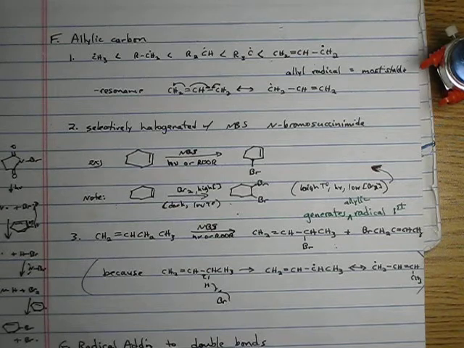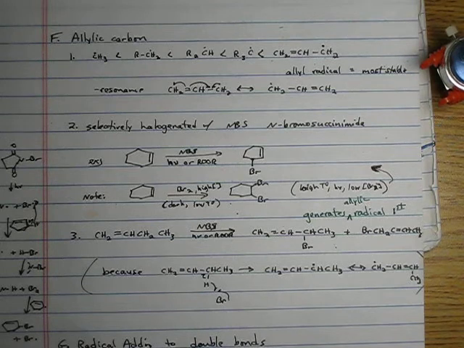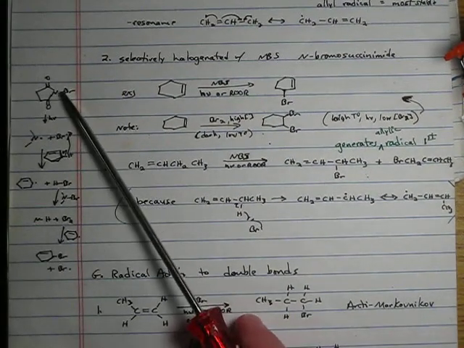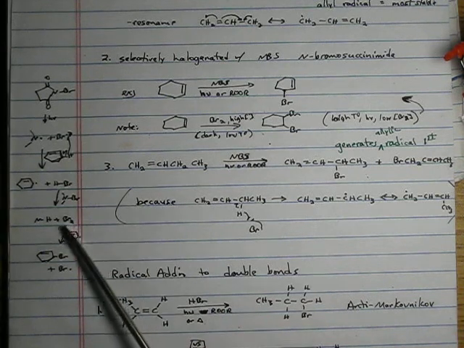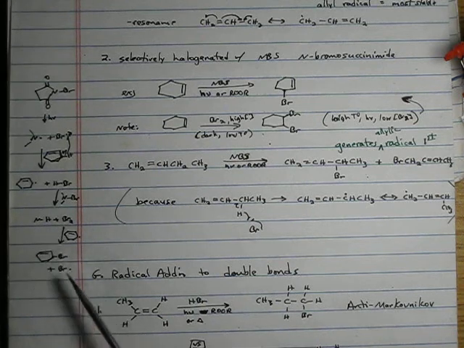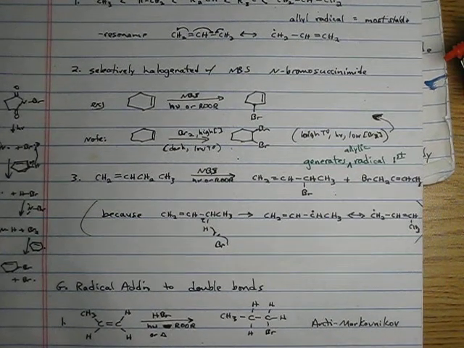The way it works is a good old buddy NBS, N-bromosuccinimide. And you will recall that N-bromosuccinimide is a molecule that keeps a low concentration of bromine around. Now, if you're interested, I'm not going to hold you to this, but here's the mechanism down here of N-bromosuccinimide with light and how we will generate low concentrations of Br2, which will then do our radical mechanism and selectively put the bromine in the allylic position.